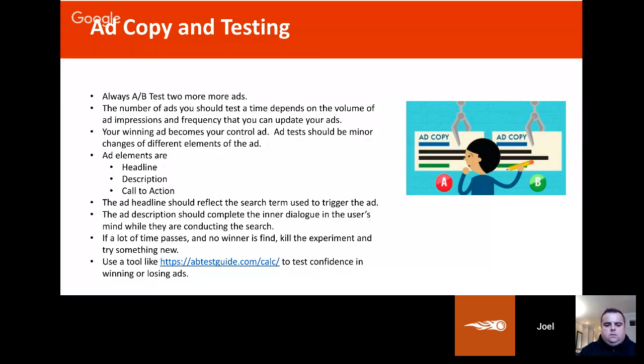The ad description should then complete the inner dialogue that might be in the user's mind when they conduct the search. If someone is searching for beach chairs, they're thinking, I want to relax at the beach. So maybe the description should be, relax and cool off at the beach. Versus another description, if I'm testing descriptions, enjoy the beach with the most comfortable chair around. So you're testing relaxing versus comfort. Those are two minor elements that you're comparing. But what I'm getting at is that the description should basically fill in what the person is thinking.